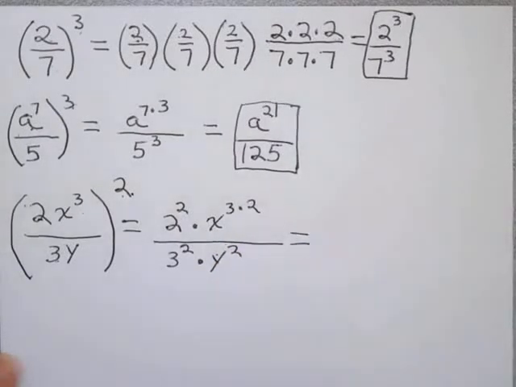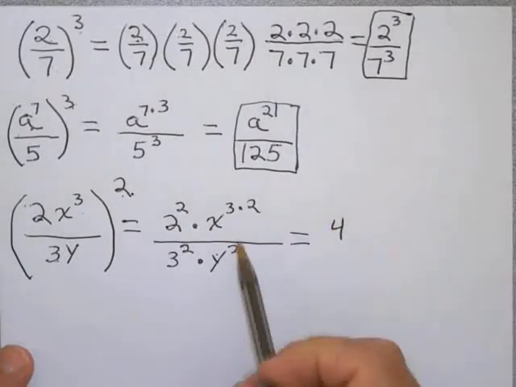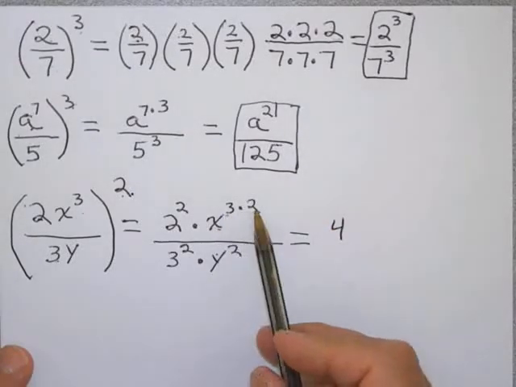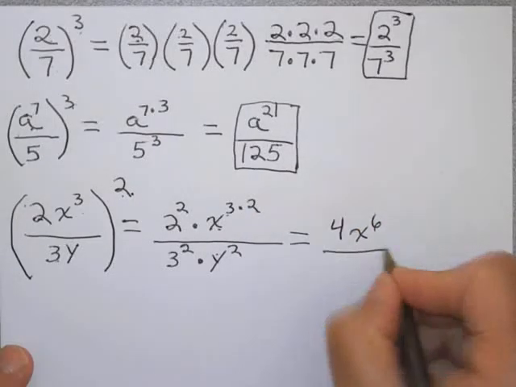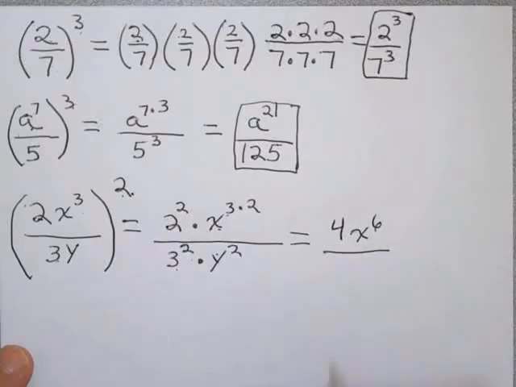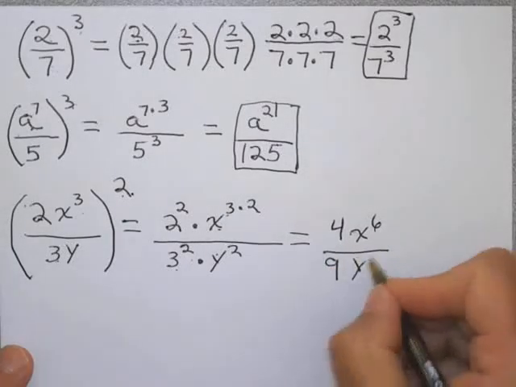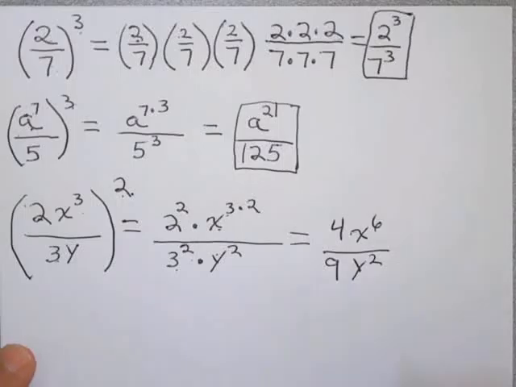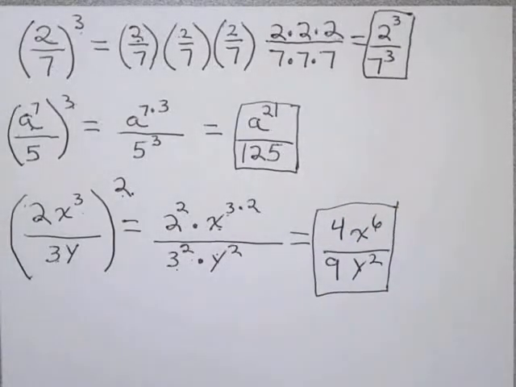All right, I'm ready to finish this up. So 2 to the second power would, of course, be 4. And x to the third power multiplied by 2 would be x to the 6th power. And for my denominator, I've got 3 to the second power, that would be 9, and y to the second power, that would be y to the second power. And now I have simplified 2x to the third power over 3y to the second. This is that in simplest form.